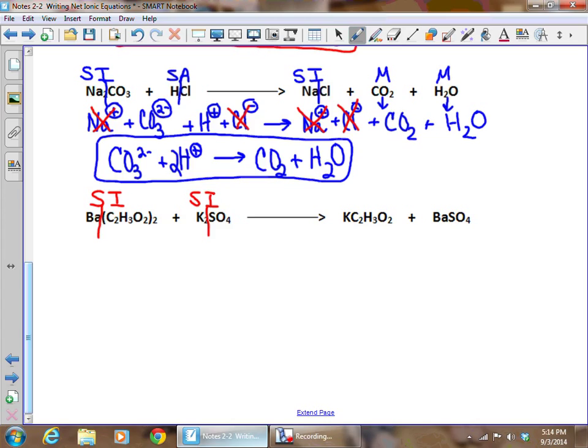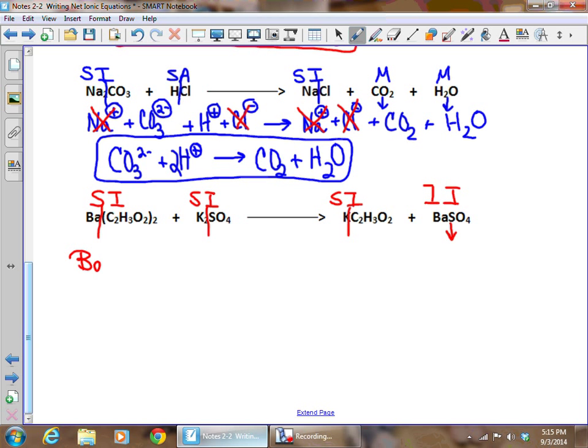Potassium, again, we've got potassium in it. It is ionic and it is soluble, so it's going to split between K and acetate. Finally, barium sulfate, if you look that up on the solubility chart, it is ionic, but it is insoluble. Therefore, it's going to simply carry down. So everything else ionizes or splits.